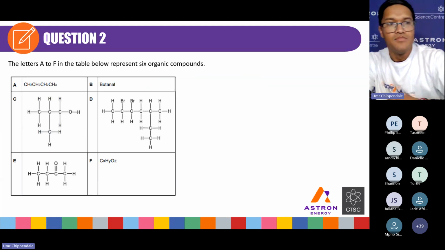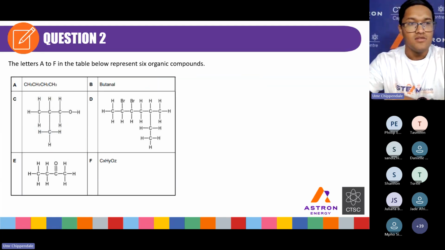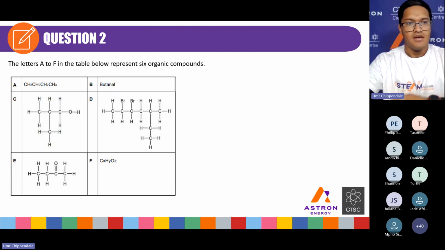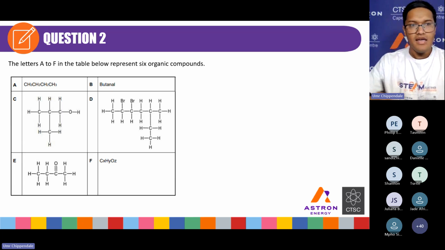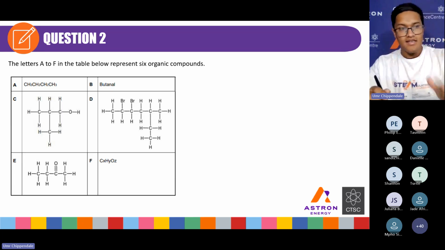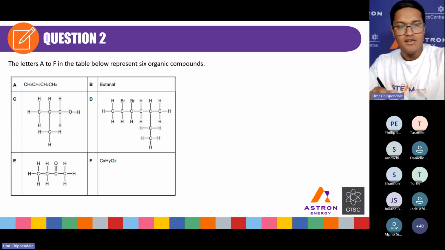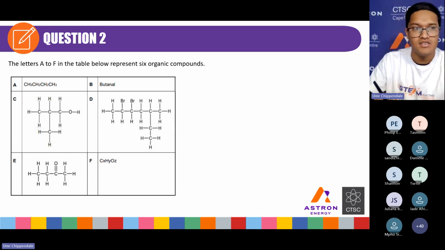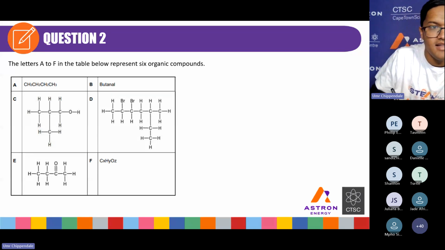Moving on to question 2 now, organic chemistry. The letters A to F in the table below represent 6 organic compounds. So here we have this over here. Now we can see that C, D, and E are all in structural formula. When answering these questions, the best way is to have everything in a structural formula. So I'm going to now write down A.